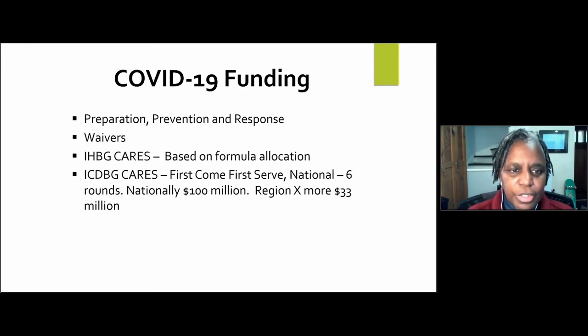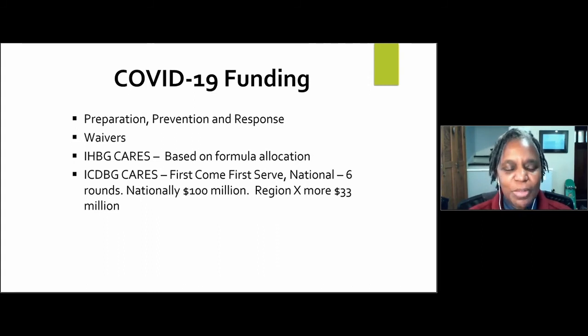It was divided into two sections: the Indian Housing Block Grant CARES, which is based on the formula allocation for each tribe.